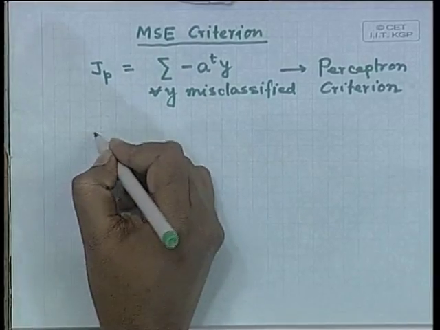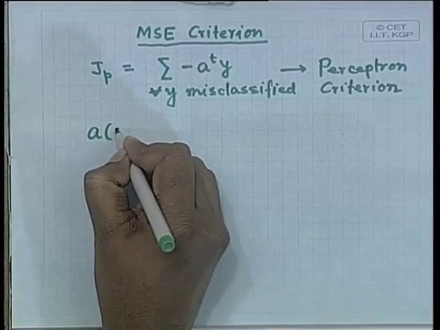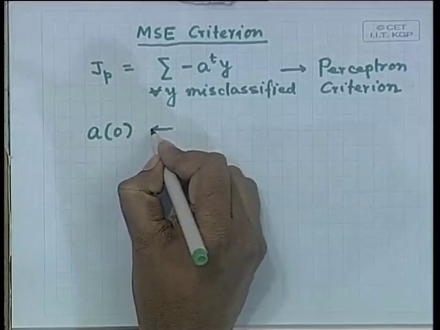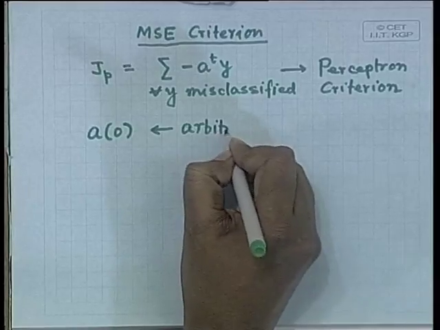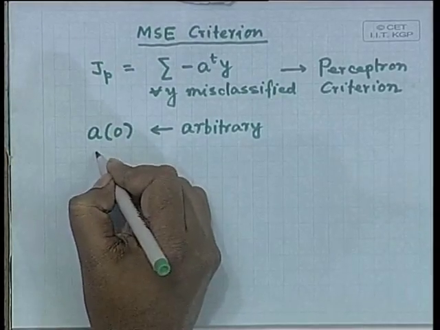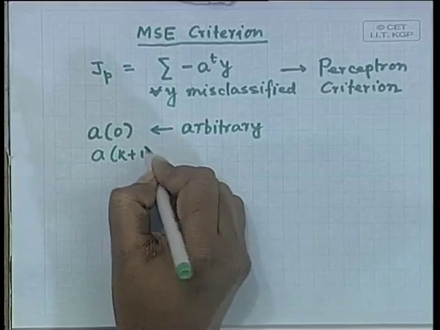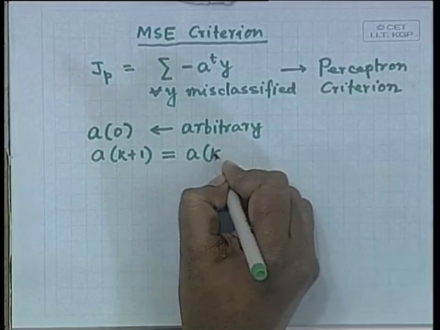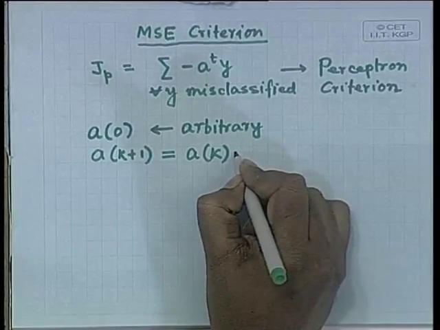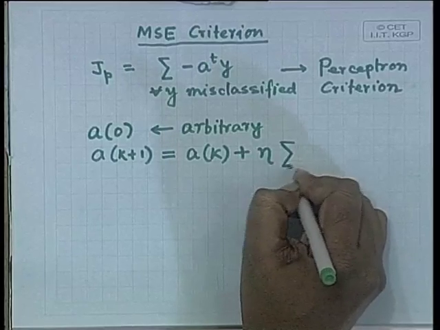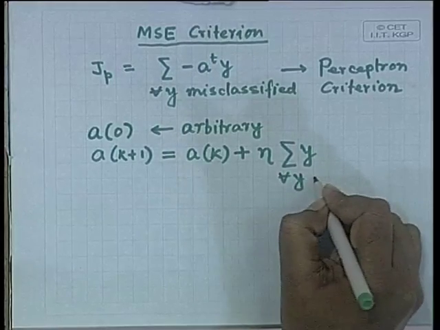And following this, we have taken the gradient of this criteria function J p with respect to A, and then followed the gradient descent procedure to come to the solution of the weight vector A. Accordingly, we had the weight updation rule, or the perceptron algorithm, where A 0 was initially selected arbitrarily, and then in every iteration A k plus 1 was obtained from the previous value A k following the gradient descent procedure, and it was simply A k plus eta times summation of y for all y which are misclassified.